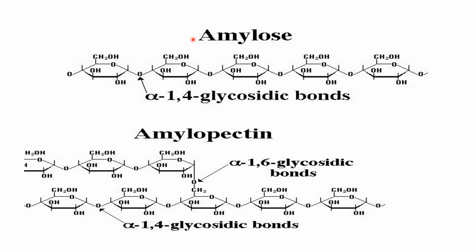See here, this is amylose. And this is the first carbon atom of alpha D glucose. And this is the fourth carbon atom of another alpha D glucose. So, the first carbon atom of the first glucose molecule combines with the fourth carbon atom of the second glucose molecule. And again, the first carbon atom of the second glucose molecule combines with the fourth carbon atom of another molecule. And it continues to form a straight chain amylose molecule.